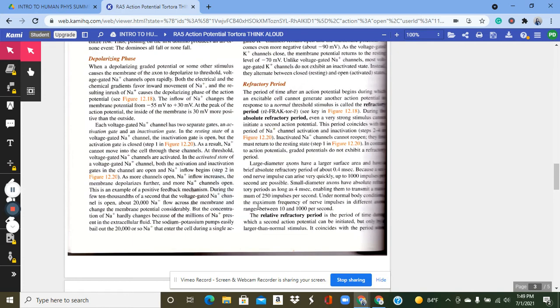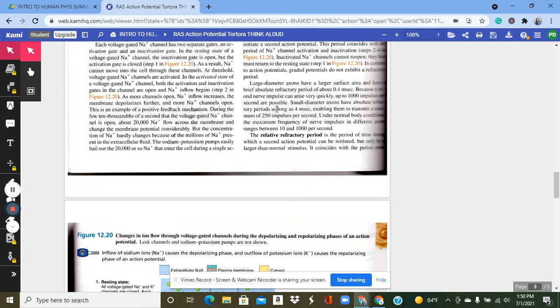So basically, large diameter axons have a higher conduction velocity, which means they're able to send signals faster. As you can see here, it says it has a refractory period of about 0.4 milliseconds. And I think it's because there is less resistance when facing the ion flow.